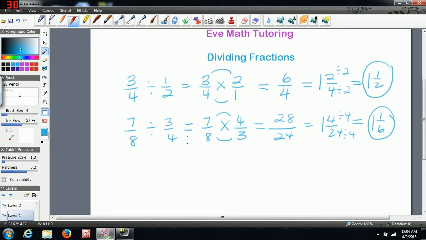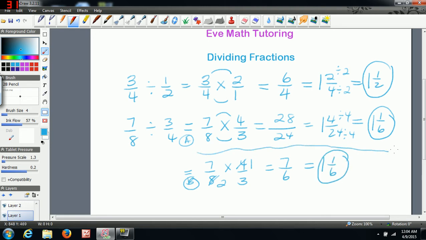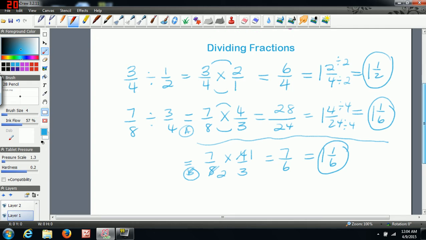Okay, now at this point, this is method A. I'll just show you method B. In method B, we could have just rewritten this part, and then at this point I could have canceled the 4 with the 8, and I would have gotten 7/6. 6 goes into 7 once, I'm left with 1/6. So that would have been a faster way to solve the same question.